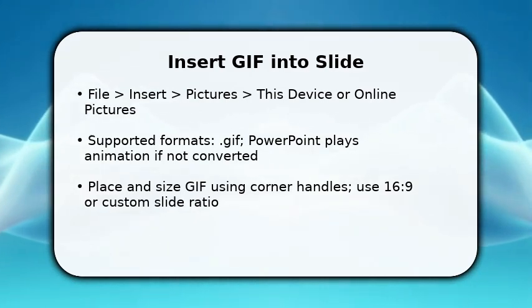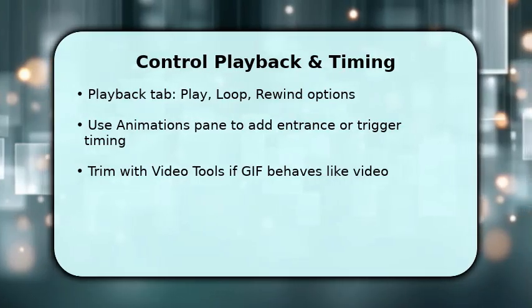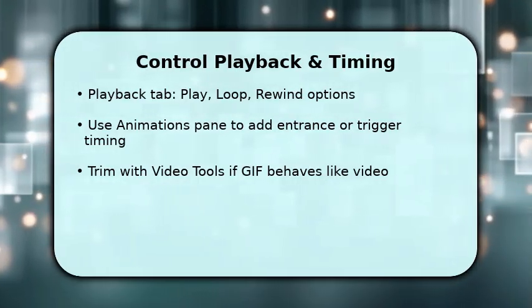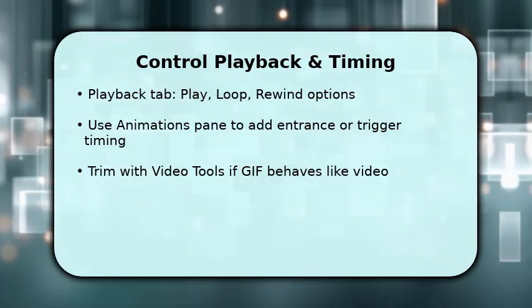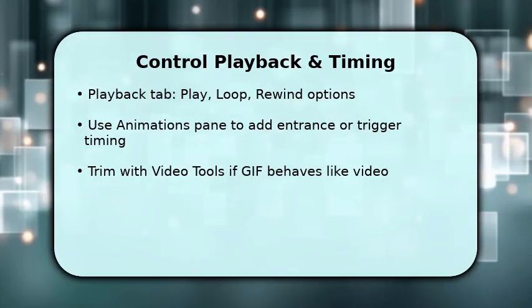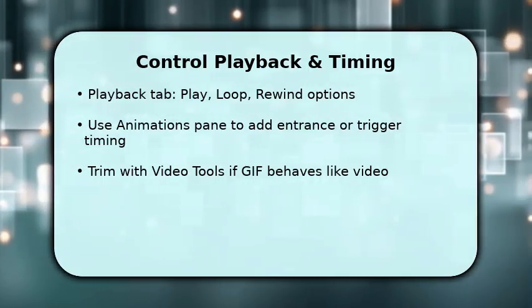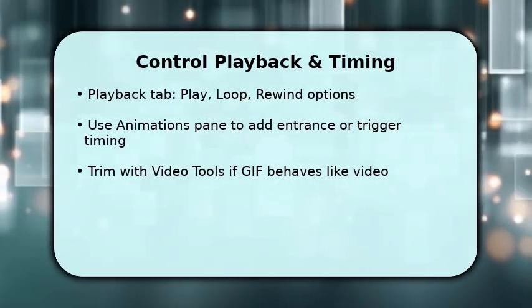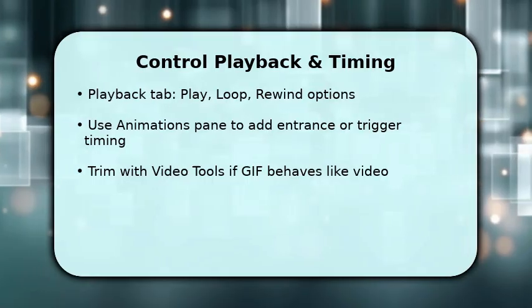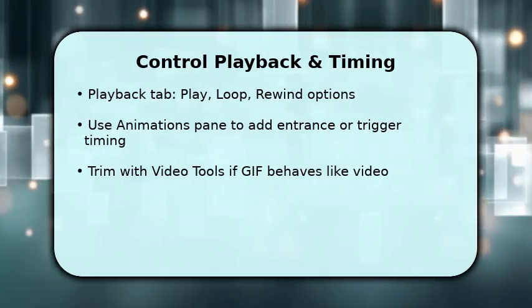Now refine when and how the GIF plays by using the playback and animations controls so your timing feels intentional. Select the GIF, open the playback tab to loop or rewind, and set Start on Click or with Previous for automated flow. If you need precise sequencing, open the Animations pane and add delays or triggers. This matters when syncing with voiceover or other media.